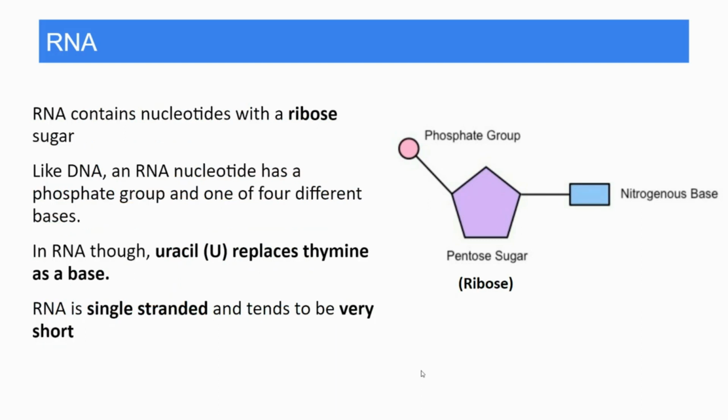RNA, on the other hand, contains a pentose sugar called ribose. Like DNA, an RNA nucleotide has a phosphate group and one of 4 different bases. In RNA, though, uracil replaces thymine as a base. RNA is single-stranded and it tends to be very short.